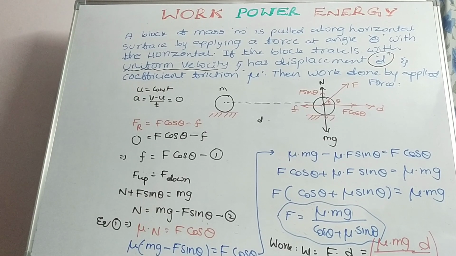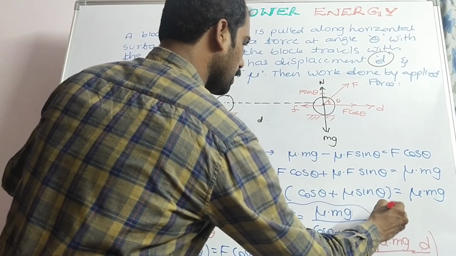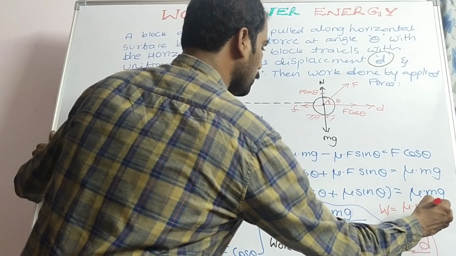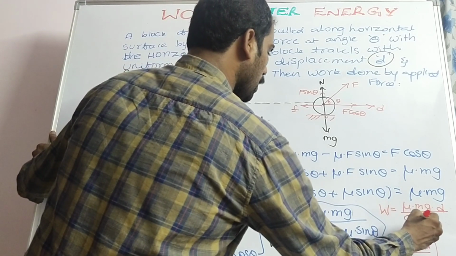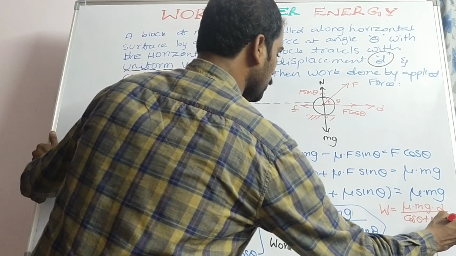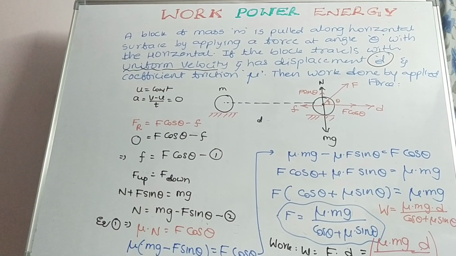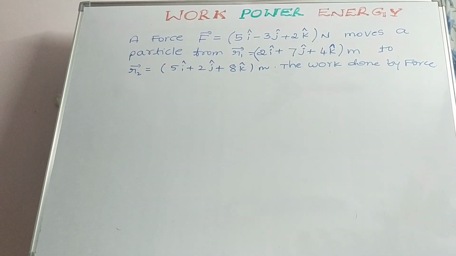I think here it's not visible. I can again write the answer here. Answer: W is equal to mu m g d by cos theta plus mu sin theta, mu m g d by cos theta plus mu sin theta is the expression. Here we have a very simple question that depends on scalar product.